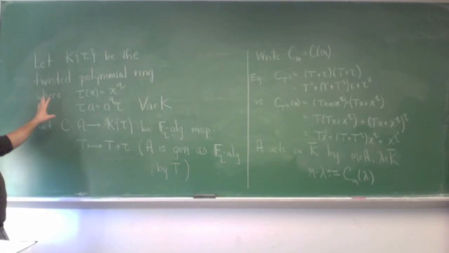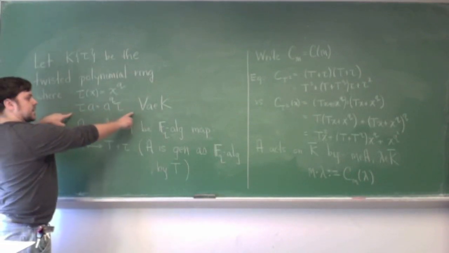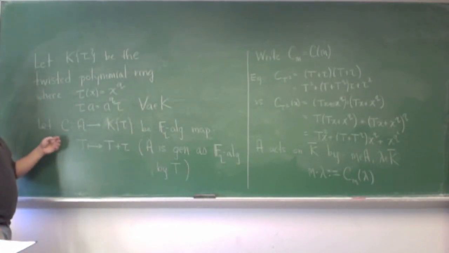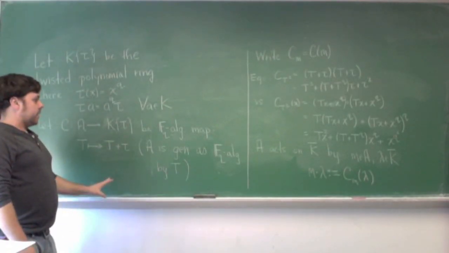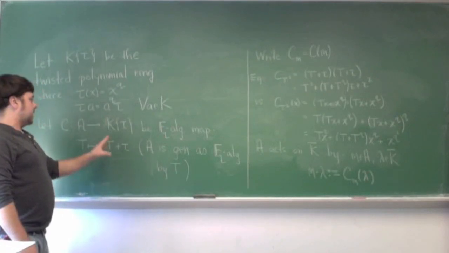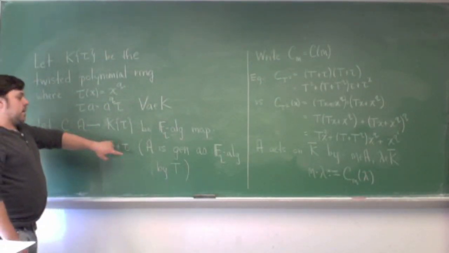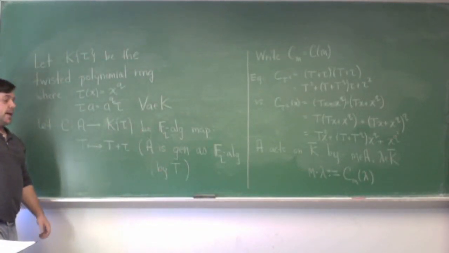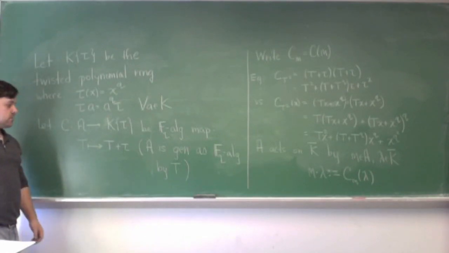We'll talk in a second about why this weird commuting relation is the way it is. But let C be the F_q-algebra homomorphism defined by mapping T to T plus tau. And remember that A is generated as an F_q-algebra by T, so it suffices to just define what happens to T.